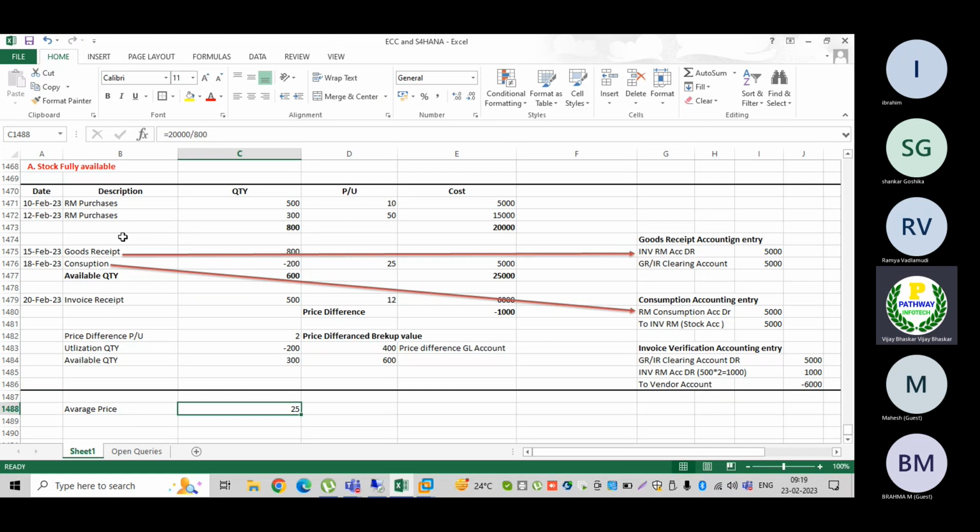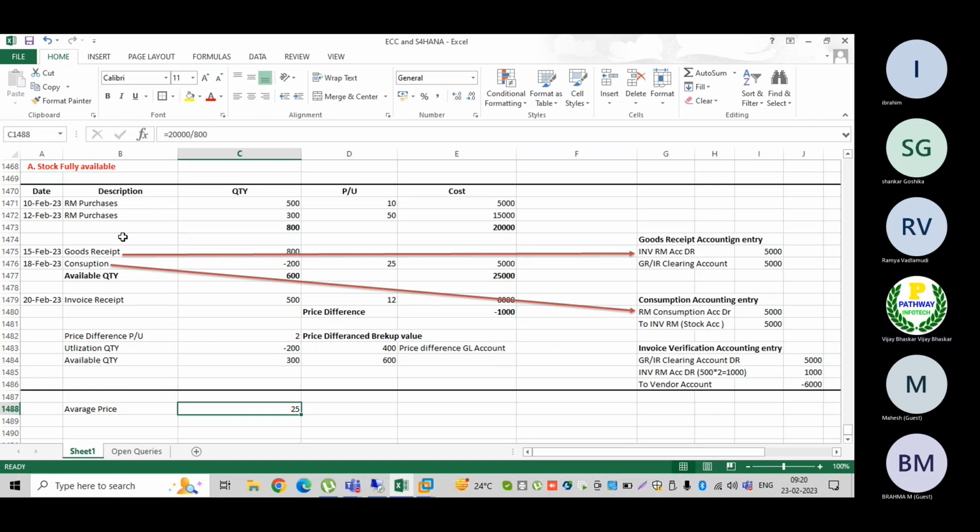In case the stock is partially available, that is nothing but, I don't have sufficient stock in my warehouse. At that point of time, how do we need to treat it? Let us see that one.